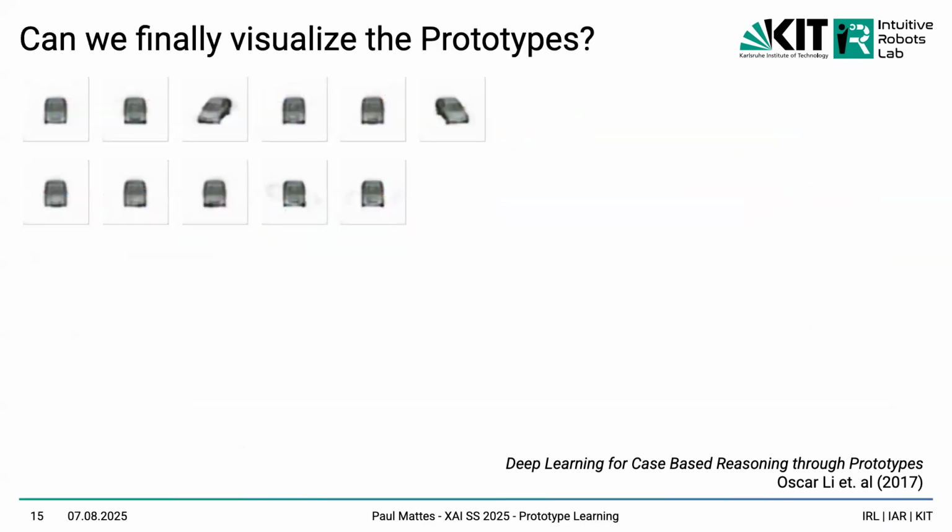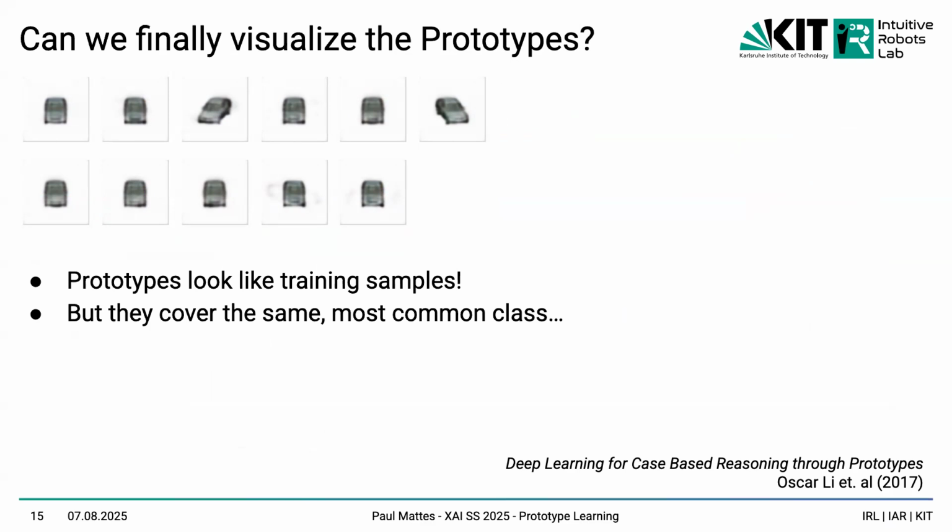So now we can actually visualize them, and they actually look something like cars. But what is the main problem with the prototypes now? Yes? They all look the same. Almost all. Yes. They look like the training samples, but they represent the most common classes, right? So the prototypes, even though they minimize the distance between the training samples, because there are a lot more training samples of cars looking straight, a lot of the prototypes just go to those training samples in the training process.